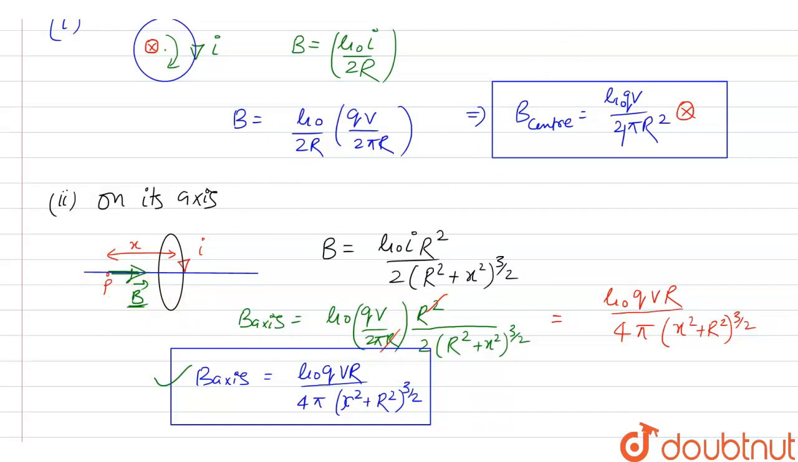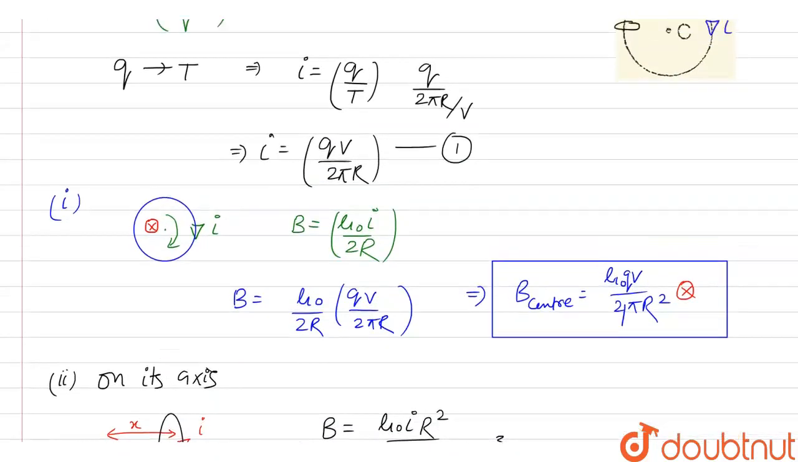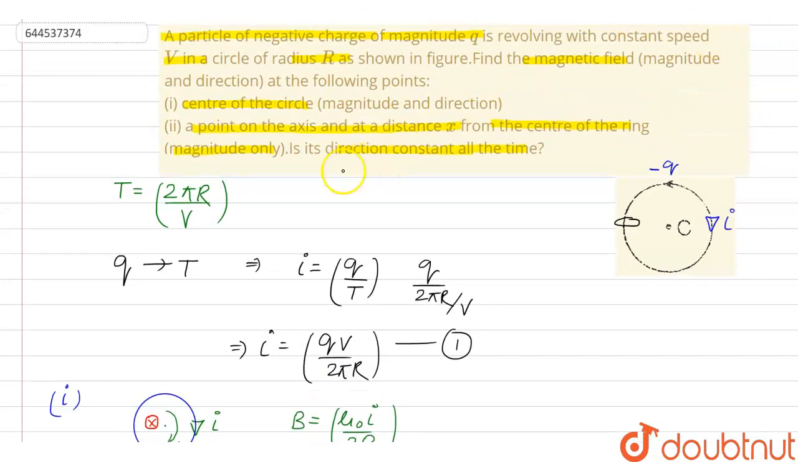So look for the question. Here it is asked whether the direction is constant all the time. So we can say yes, direction is constant because the current in the loop is constant, that is in clockwise sense, so direction will also be constant. So I hope you are clearly able to understand both the parts of the problem.